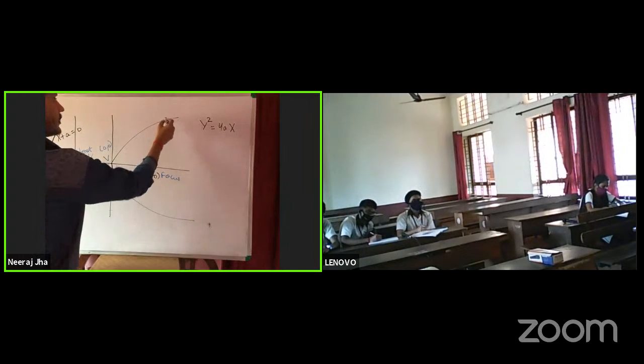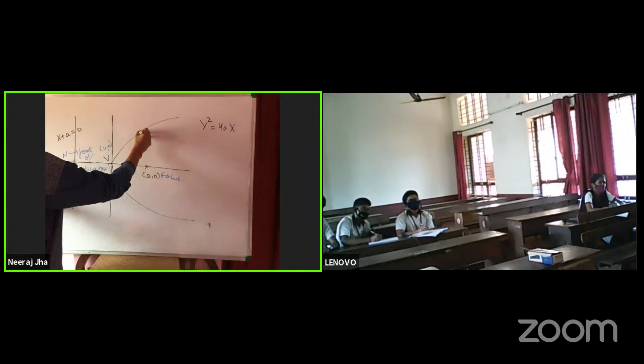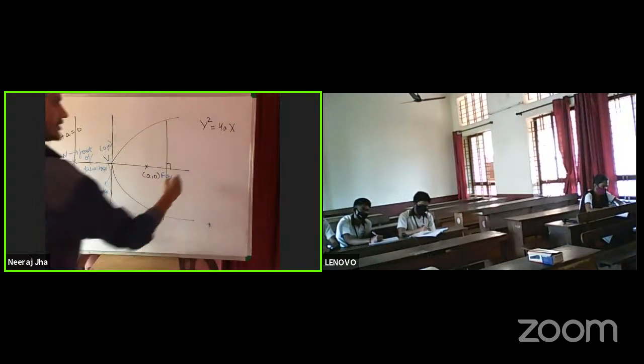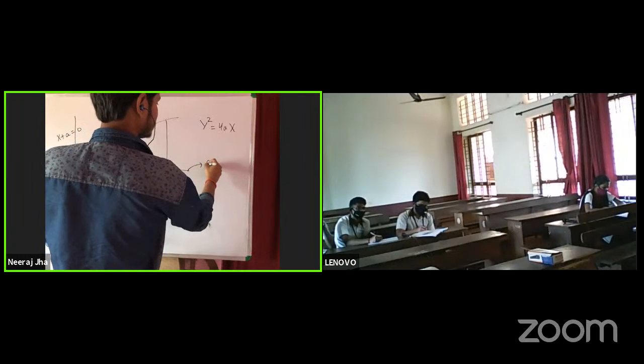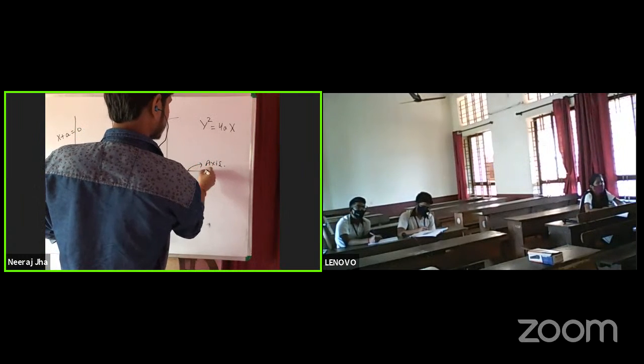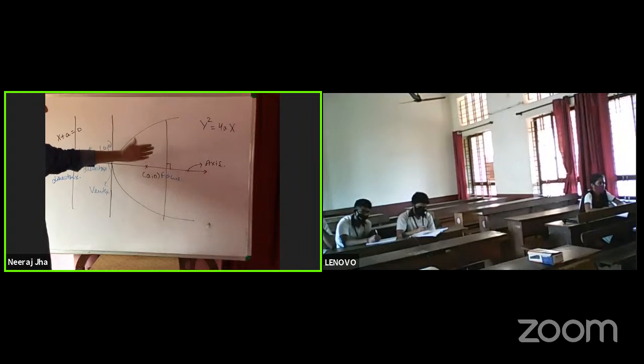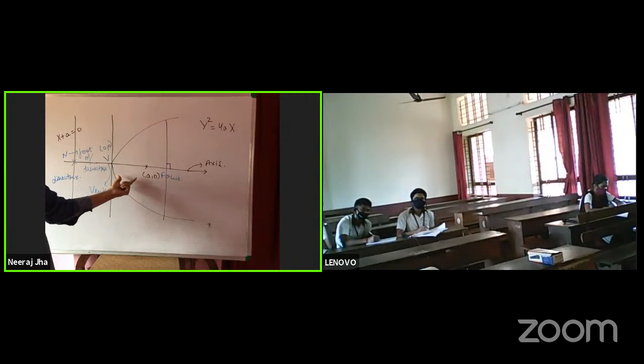Then this is the axis. The parabola is symmetrical about its axis. As far up as you go from the axis, you go the same below. They are mirror images of each other. So it is symmetrical about the axis. The vertex is the point of intersection of the curve with the axis.